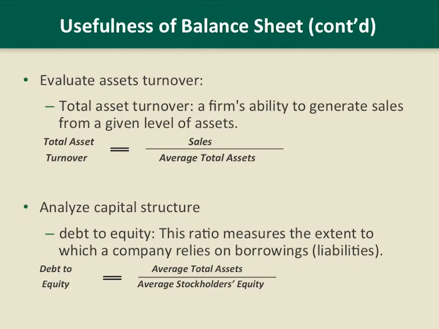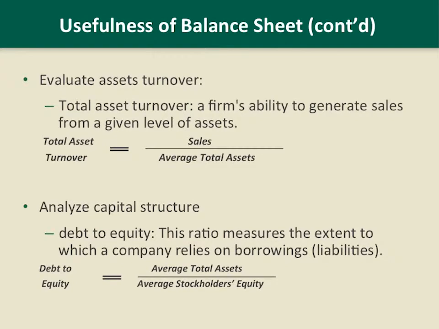Secondly, this balance sheet information can help us evaluate asset turnover. For example, we could calculate the total asset turnover, which equals sales divided by average total assets. So this ratio straightforwardly tells us for every $1 of total assets how much sales can be generated by this particular company. In other words, this ratio is measuring a firm's ability to generate sales from a given level of assets.